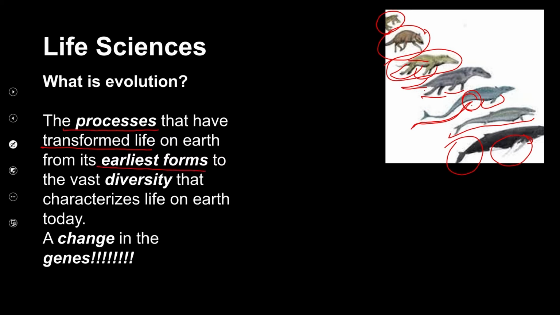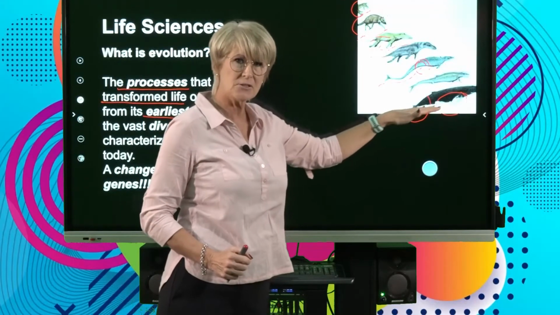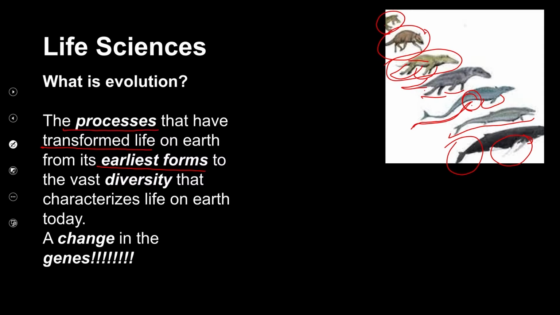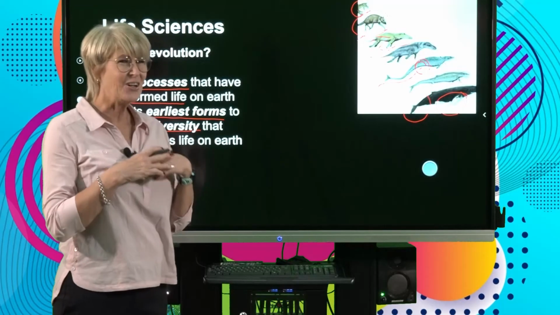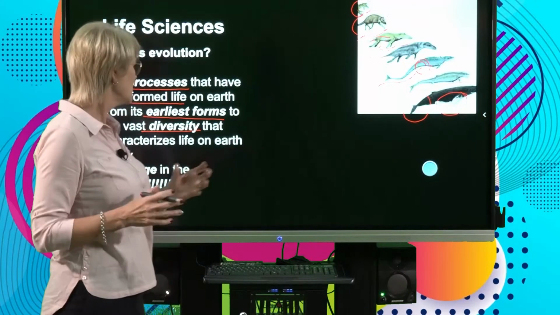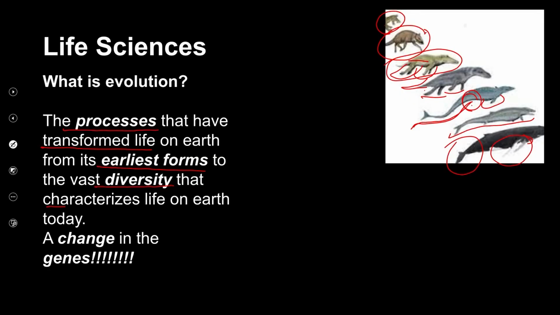So if we have a look at the earliest forms and compare it to what it is today, we see it's totally transformed, completely. What has happened is, from those earliest forms, life has now been transformed to the diversity. And diversity is when we talk about lots of different organisms or lots of differences. So there's quite a vast diversity that we see that characterizes life on Earth today.